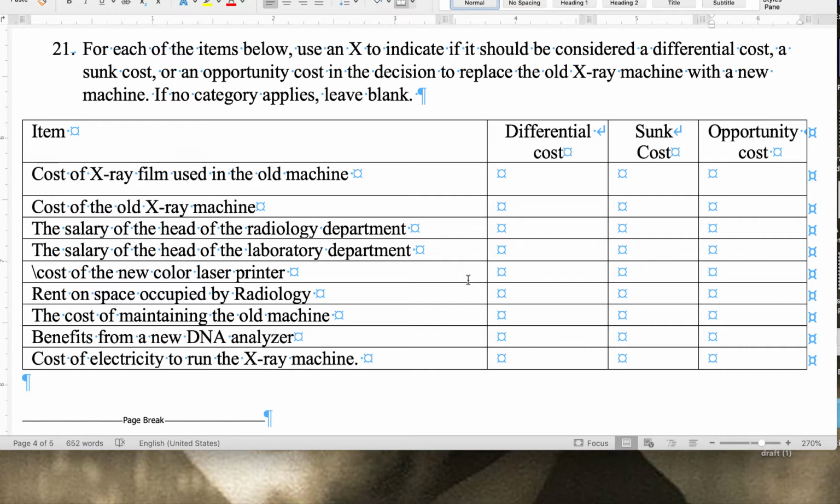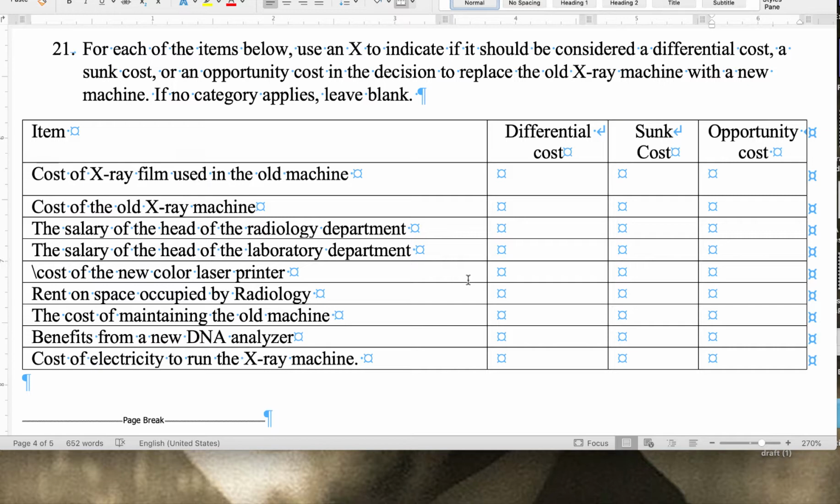We either... and I don't think that was, by the way, this problem 21 came directly from the book, and I don't believe that the book was very clear on what the decision was, right? So what we're going to do is go through this and say, okay, based on our decision to use the old machine or buy a new machine, do we have differential, sunk, or opportunity costs? So let's look at the cost of X-ray film used in the old machine.